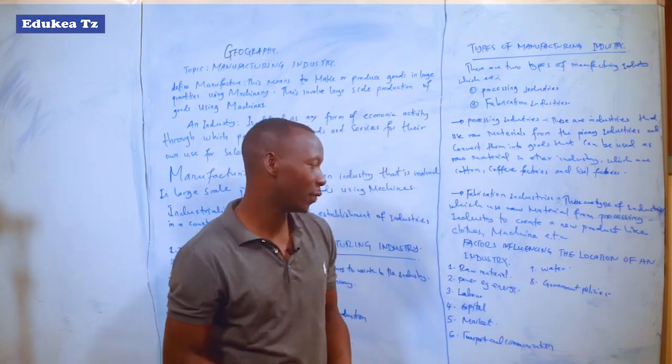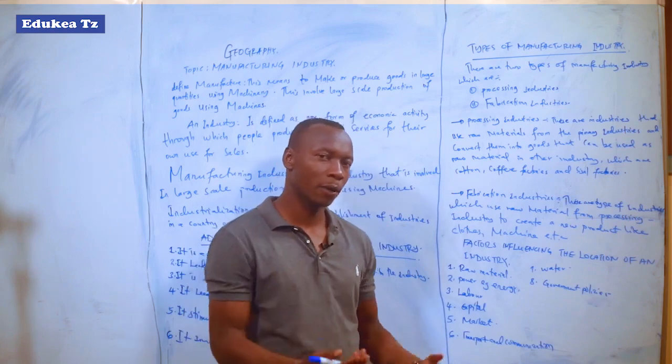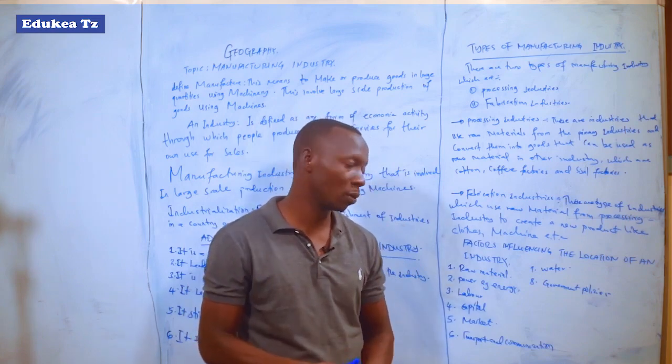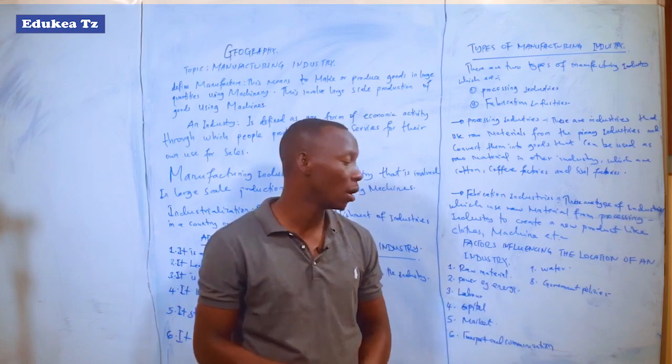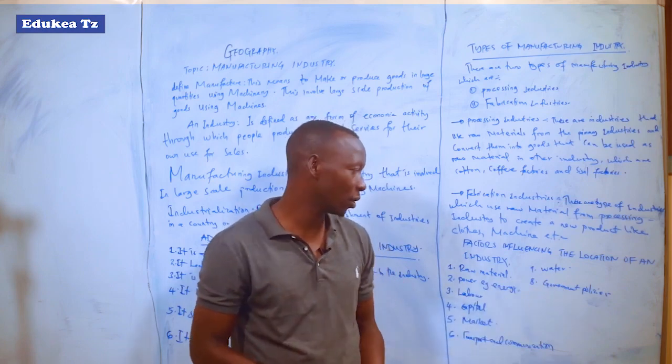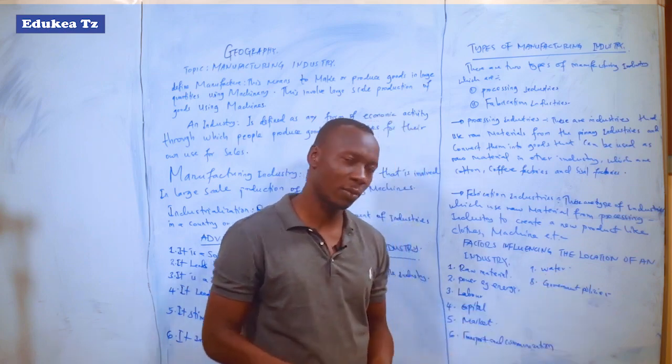Water is very essential for the cooling of machines. Also the processing industry involves the use of water. Water is very important. So the location of an industry also needs the presence of water.